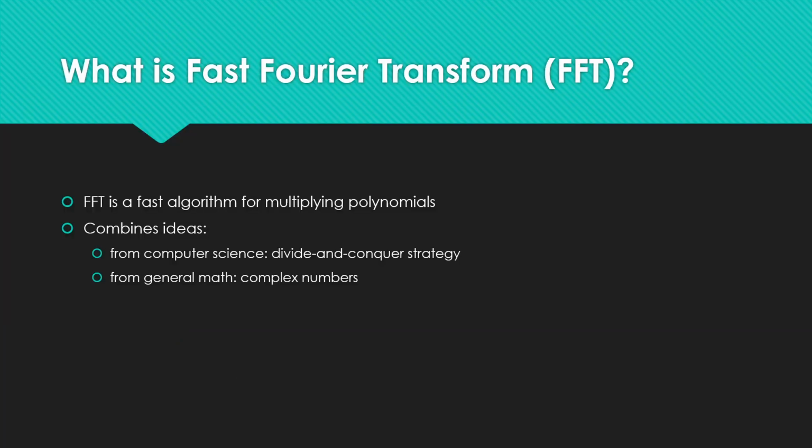What is a Fast Fourier Transform, or FFT? FFT is a fast algorithm for multiplying polynomials. I choose to introduce FFT through the utility of polynomial multiplication because this is how our CLRS book does it. And also I think it's appropriate because it's something general and we've gone through this before in high school mathematics. It's an algorithm that combines ideas from computer science in the form of divide and conquer strategy and from general mathematics in the form of complex numbers.